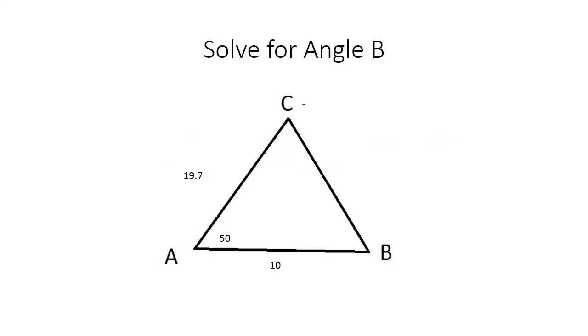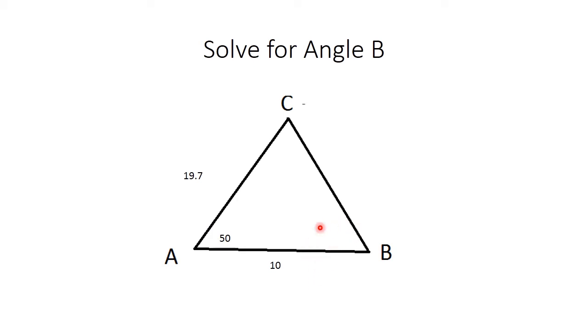Now, I've set up my triangle using the convention that capital A, capital B, and capital C represent the angles. Little a, which I don't have marked here, would be this side. Little b is this side, which is 19.7, and little c is 10. And I've given you capital A, the angle, that's 50 degrees. So I've given you a side, an angle, and a side. I'm asking you to find angle B.